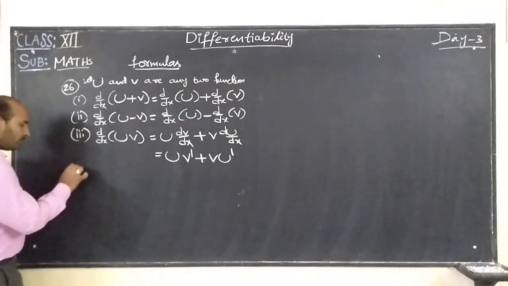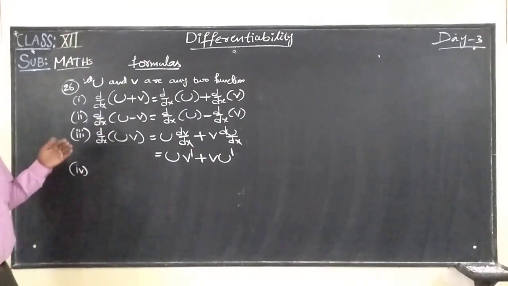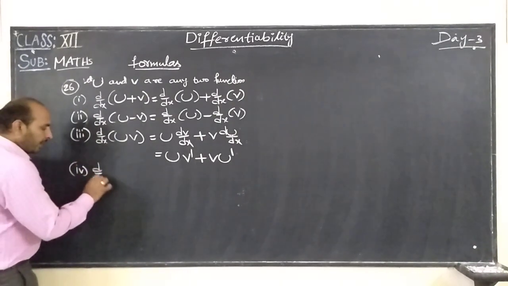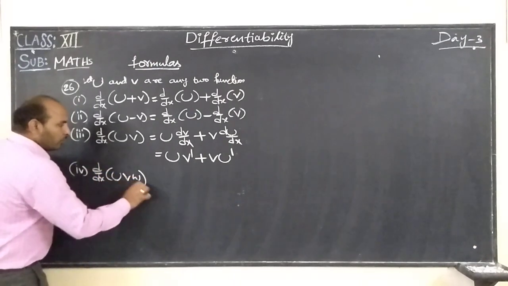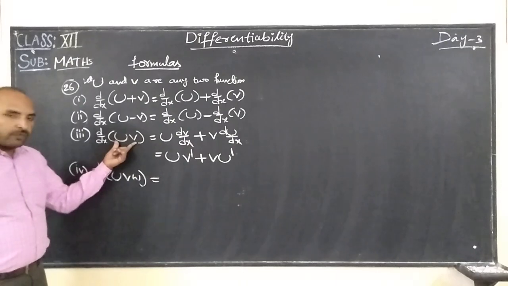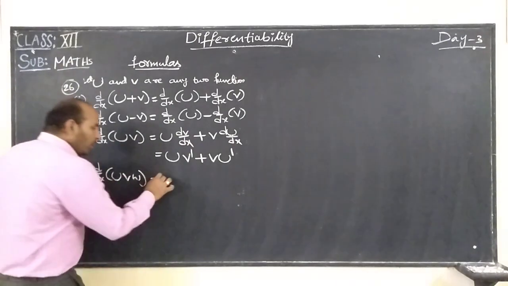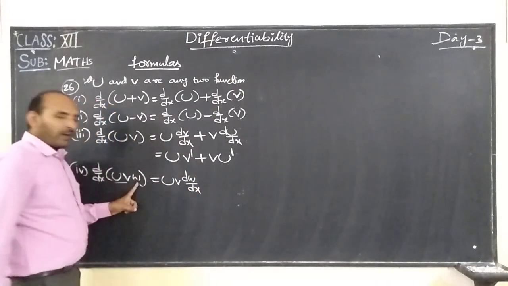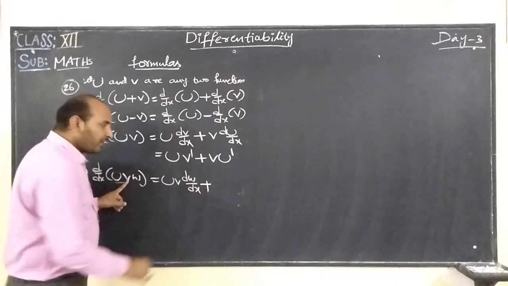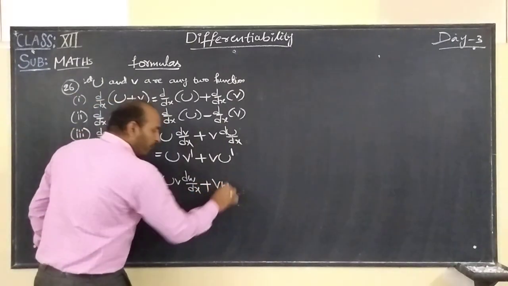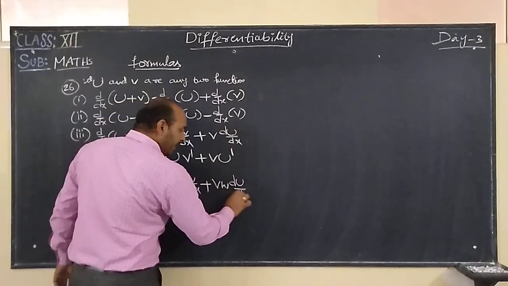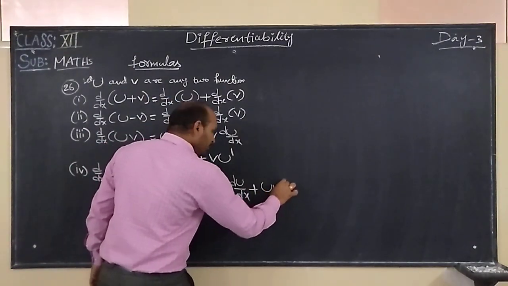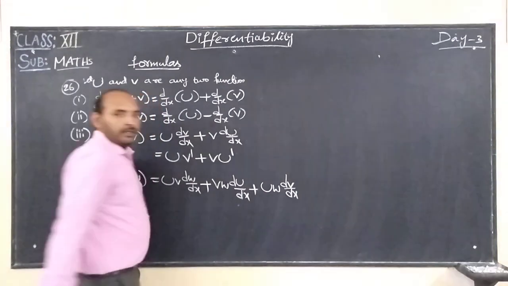Next one. Suppose there are three functions, you can write u v w. This is two functions, and these are the three functions. You can write it as the first two functions uv into the derivative of the third function, dw, plus the last two functions vw into the derivative of the first function, du, plus uw into the derivative of the second function.